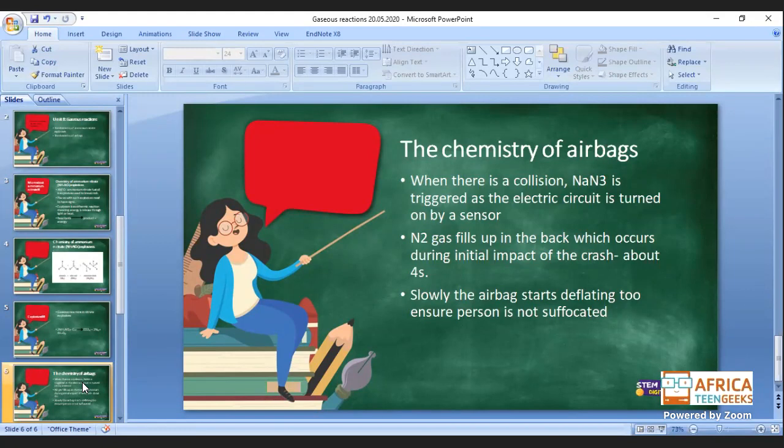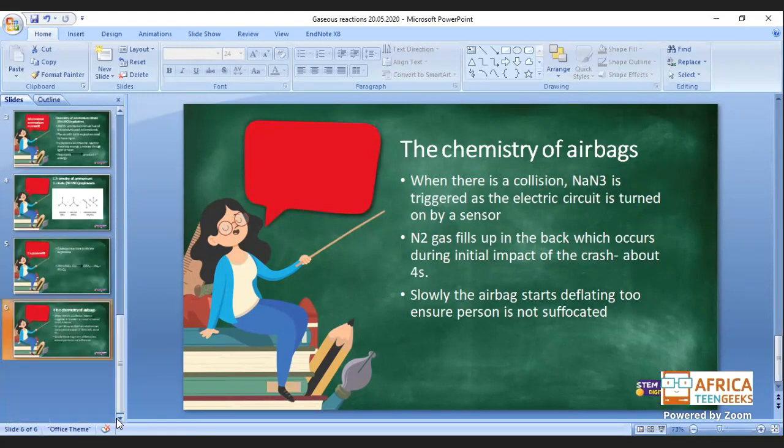So the N2 gas needs to fill up quickly in the airbag and quickly come out and make sure that you fall on it, because it prevents you from falling onto the windscreen and having an accident. And that's what the airbag does. But slowly the airbag starts deflating too, to ensure that the person is not suffocated. So about this, there is a certain reaction that takes place during an airbag. Let me just go to the slide quickly.